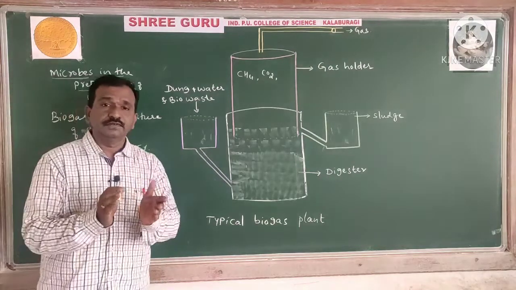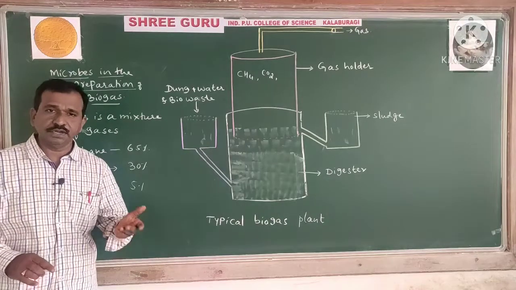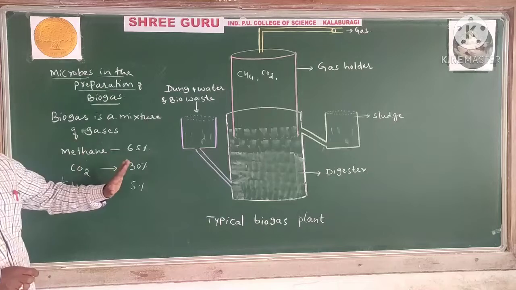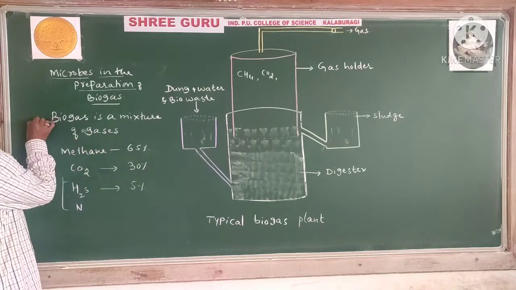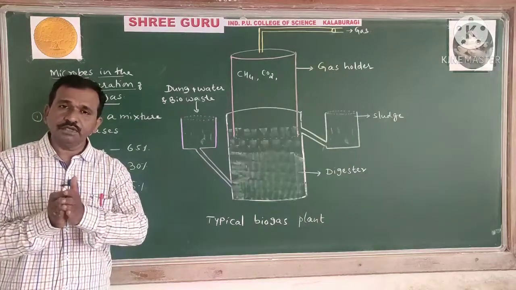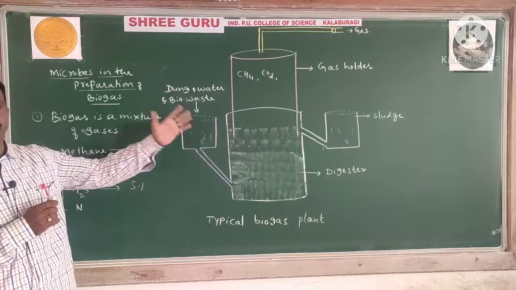So these are the combination of the 5% only. Hydrogen, hydrogen sulfide, all these are normally 5%. Like that. The first point is this: biogas is a mixture of gases. Now we have already studied that so many gases are going to be observed.